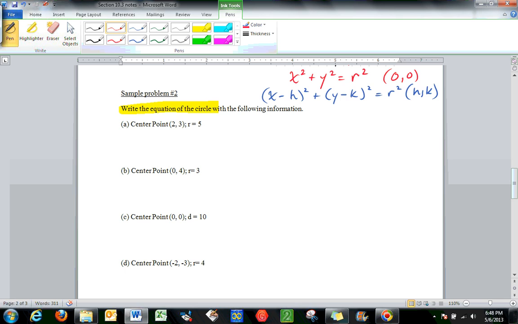As we move forward here, we need to decide what type of information has been given to us and then figure out which one of the two equations would be best used to write the equation of the given circle. Go ahead at this point and stop the video and try to write the equation for the four given problems.